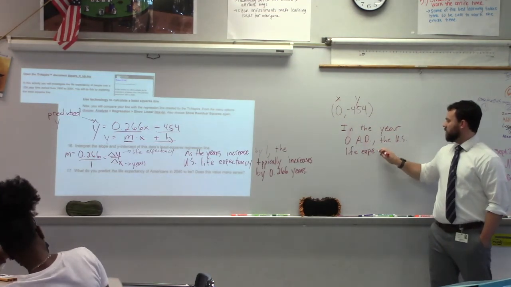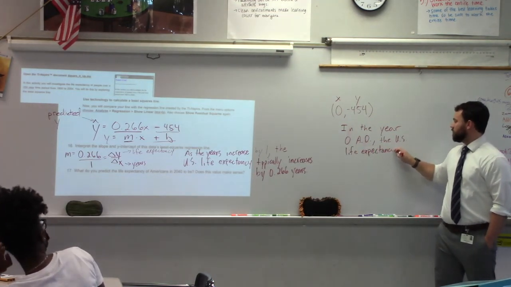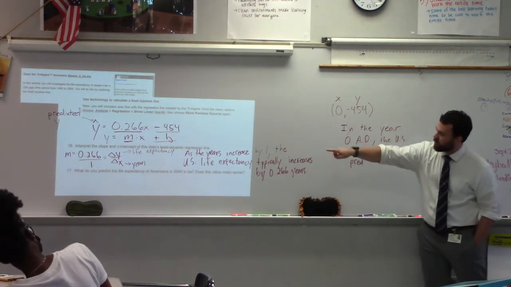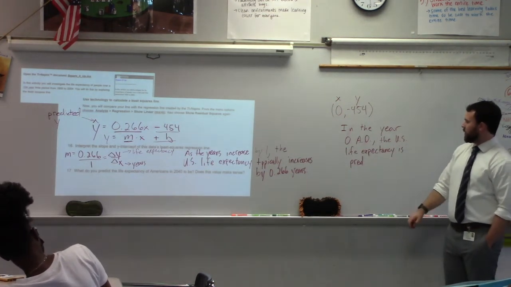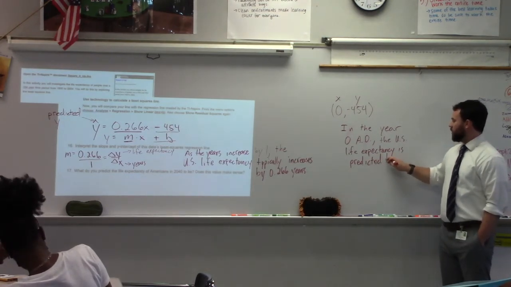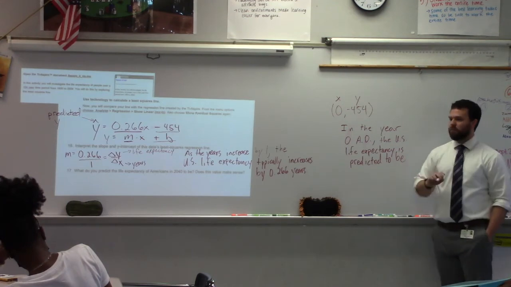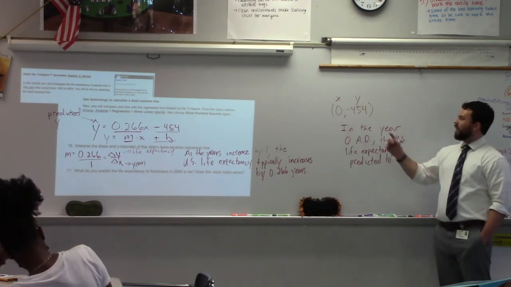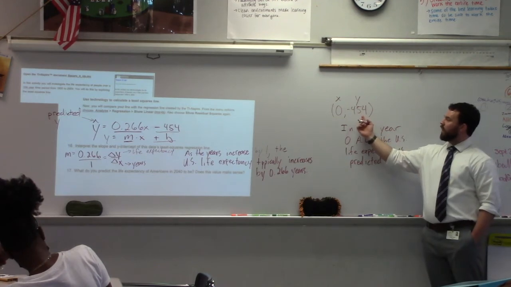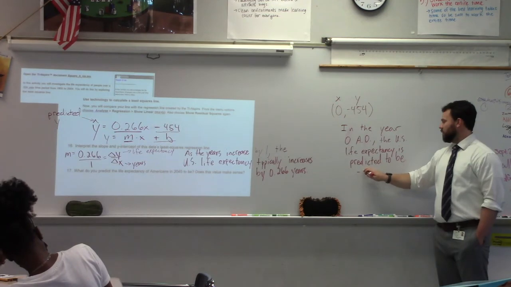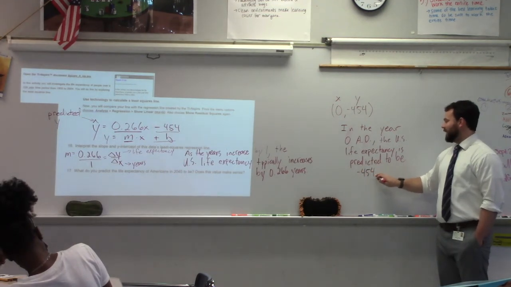This is still number 16. So the US life expectancy is predicted to be, what? 454 years left. Well, not 454 left, it would just be negative 454 years. That can't happen. Exactly.